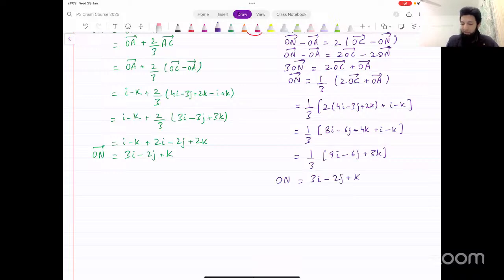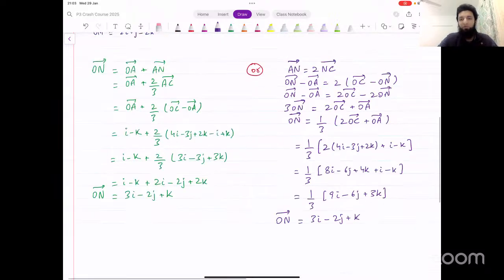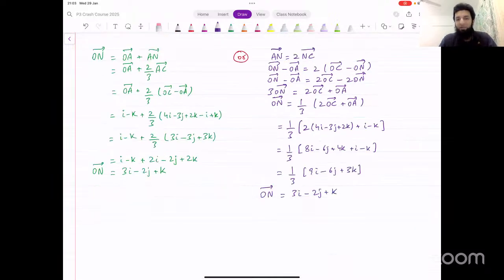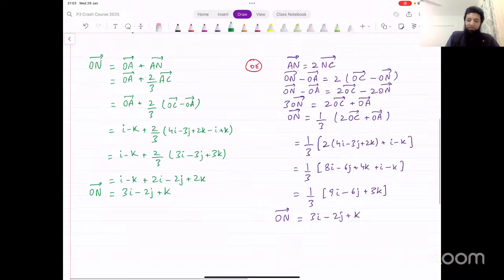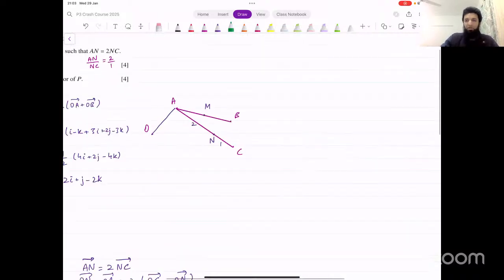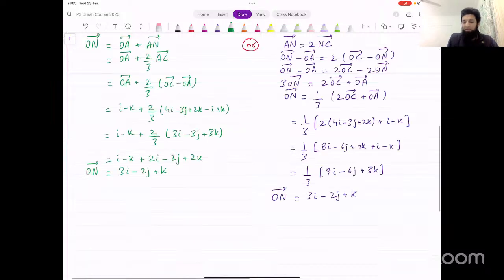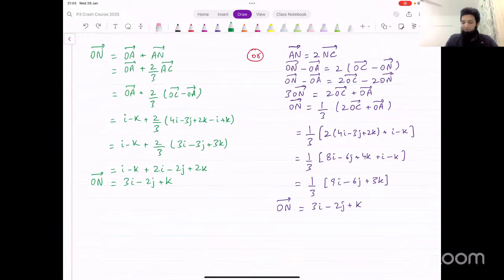This is another idea of thinking about that same thing. Again, you can choose whichever of them you prefer. Both of these methods will work every single time. So whichever of them you prefer, you can use that. The first one requires a bit more thinking because you have to think of the diagram and the ratios. The second one just requires some algebra, and you can just find the vector ON like that as well.